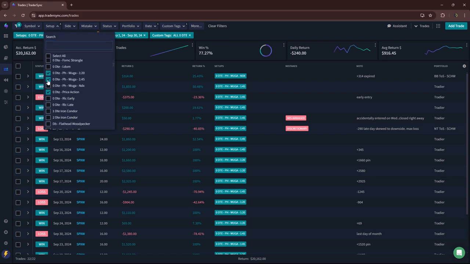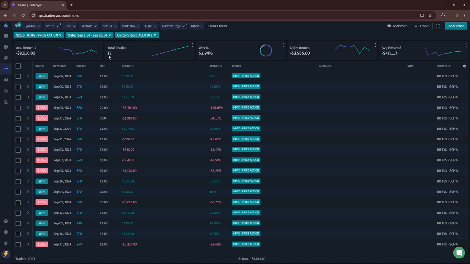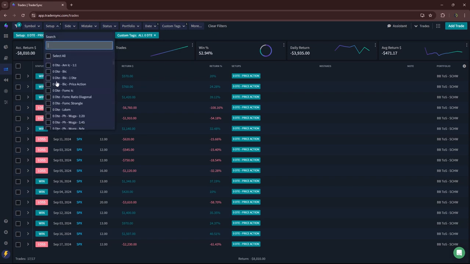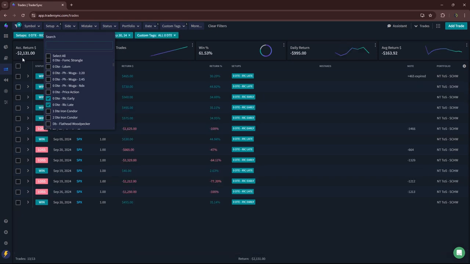Zero DTE price action, a little bit red. Yeah, minus 8K on 17 trades. Like I said, I'll be doing these more in a BIC style price action going forward, so I'll show that next month. Reverse Iron Condors, a little bit red, minus 2K. I'm just doing those small on specific days.